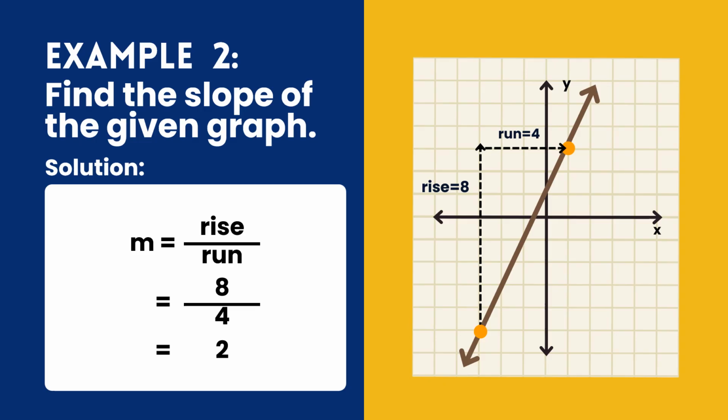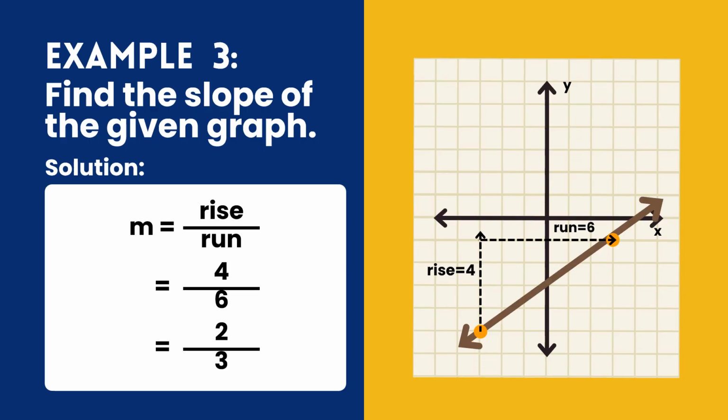Because starting at our lowest point, we counted how many spaces up vertically until it matches horizontally with our new point. Then we count how many spaces we need horizontally to get to that point. So we had 8 over 4, so our slope is 2.